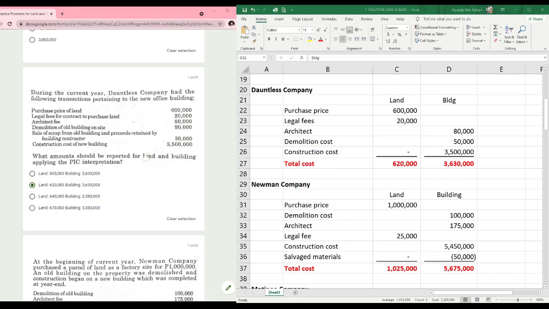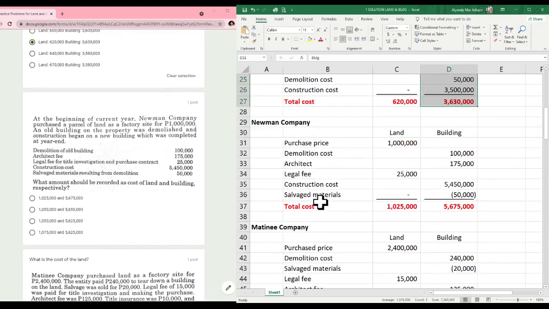Next, let's proceed to the next problem. So we have the Newman Company. The question is, what amount should be recorded as cost of land and building respectively? At the beginning of the year, Newman Company purchased a parcel of land as a factory site for 1,000,000 pesos. An old building on the property was demolished and construction began on a new building which was completed at year end. So we have the demolition cost, the architect fee, the legal fee for title investigation, the construction cost, and the salvage materials. So how much is for the land and for the building?